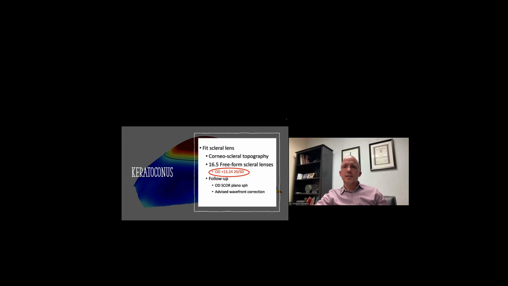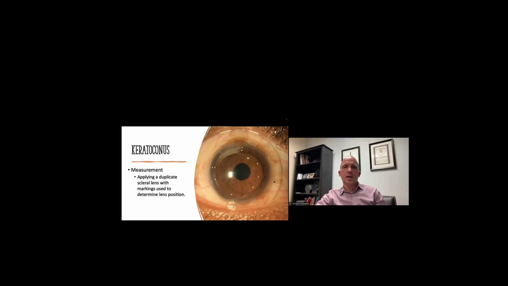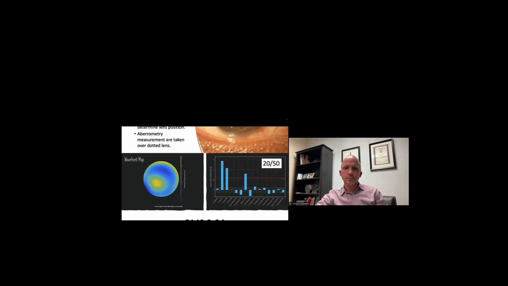So I advised him that we might want to, after aberrometry, try to correct him with a wavefront guided scleral contact lens. So what we have to do is have the lab remake a lens. They add some dots to it that we'll use for measurement and determination of lens placement so that we can decenter the optics correctly over the visual axis.